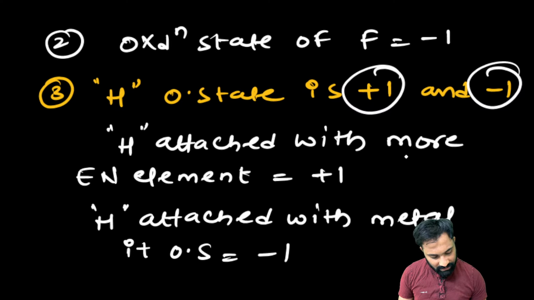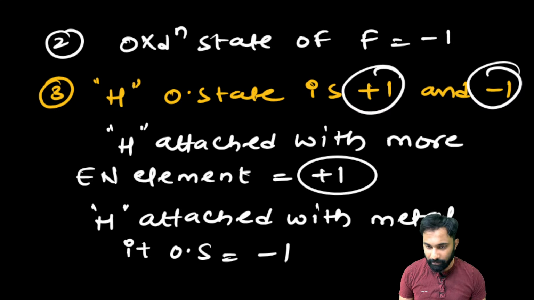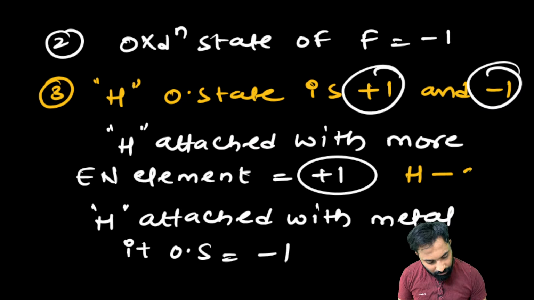Hydrogen, when attached to a more electronegative element, shows the +1 oxidation state. When attached to metals, it shows the -1 oxidation state. Let's see why. If you take HCl, compared with hydrogen, chlorine is more electronegative. So what will chlorine do? It will pull the bond pair of electrons towards itself.